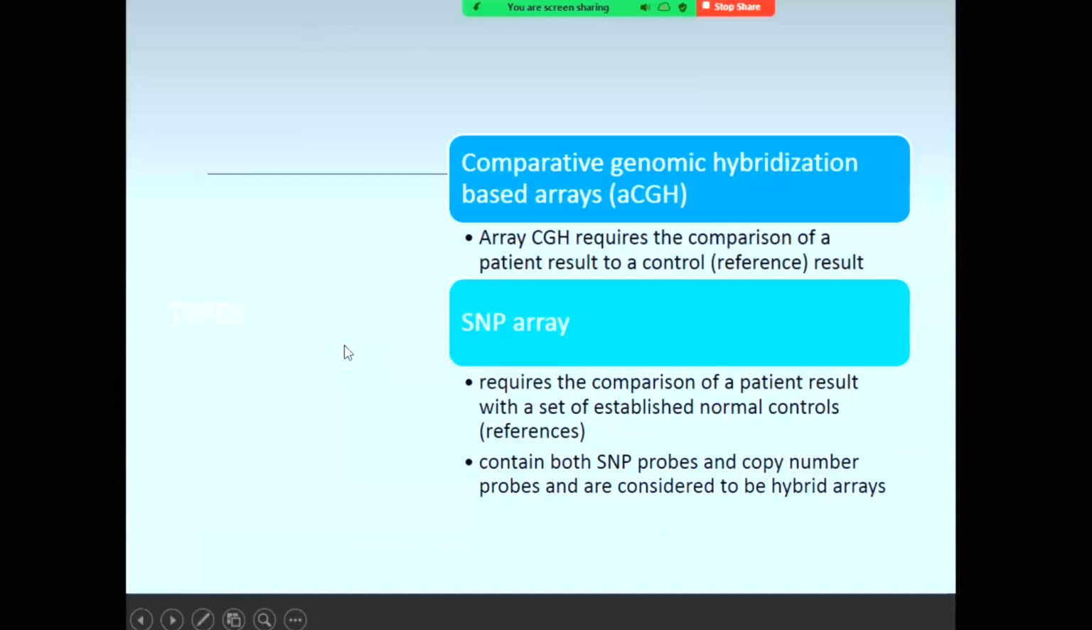Coming to types of microarray, there can be comparative genomic hybridization where we compare the result of the patient to a control sample. In SNP array, we compare the result of the patient with a set of established controls. In SNP array, there are two types of probes. There are copy number probes and there are SNP probes.